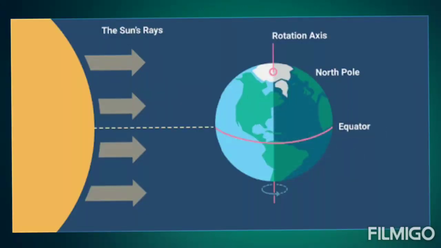Now see here, the places near the equator always remain faced towards the sun and receive light. So first we will discuss the equator. The equator is measured at 0 degree. Okay, and we know it is the longest parallel of latitude. The equator is also known as the great circle.